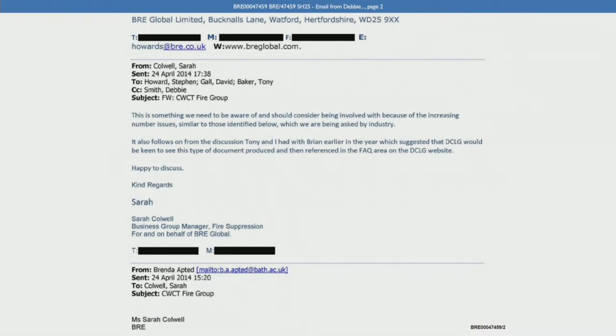Now, when you got that email in copy on the evening of the 24th of April 2014, did you read it? I don't recall. Do you recall whether you read what had come from Brenda Aptid, which Sarah Colwell was copying you into? I don't recall. I mean, if I'd read one bit, I'd have read the rest of the chain, I'm sure. Right. But do you know what the similar issues were which Sarah Colwell was referring to in this email, which BRE was being asked by industry? No, I don't. Did you ask Sarah Colwell what those are? No, I didn't.